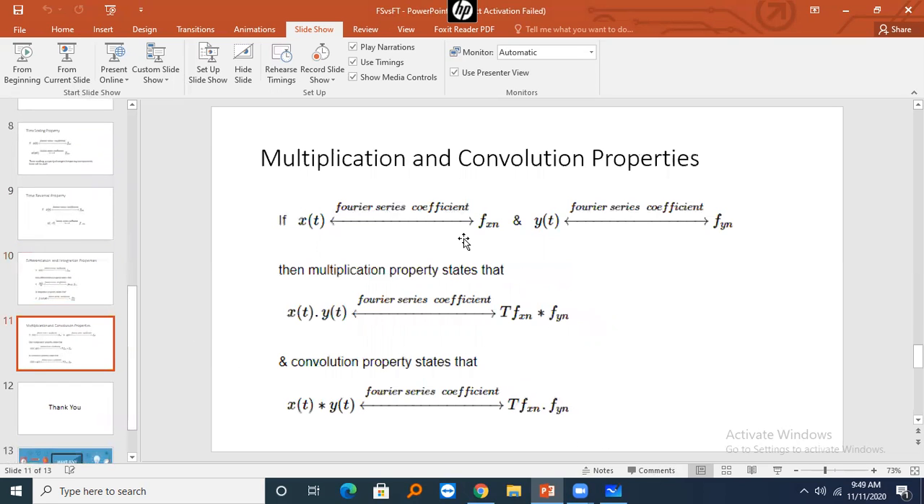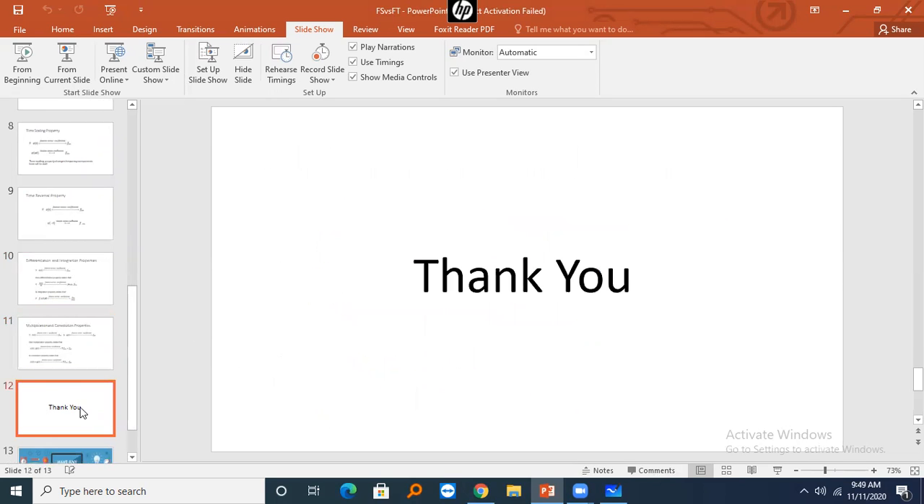Okay, now multiplication and convolution properties. Here we can see that multiplication converts to convolution, and in the convolution property, convolution converts to multiplication. So these are the properties of Fourier series.